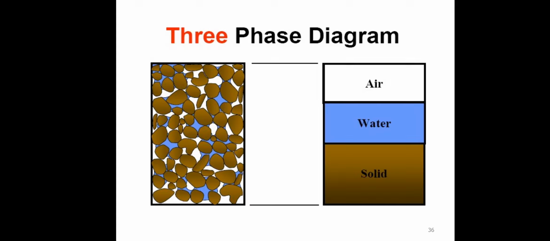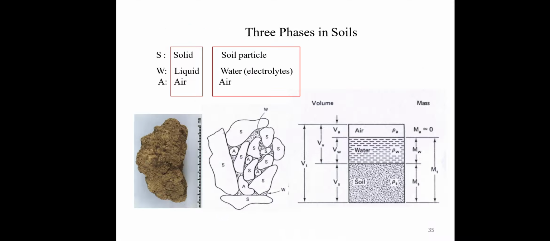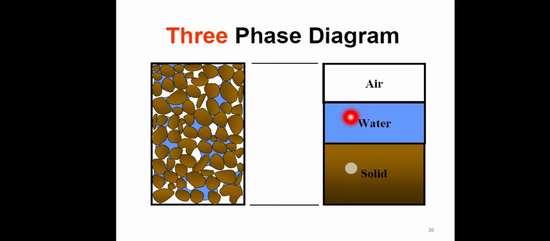For our understanding, I have replicated a three-phase diagram here. This blue color indicates water, the gaps in white color indicate air present, and this brown color is the solid particles. So here the void spaces are partially filled with air and partially filled with water. This soil system is considered a three-phase system, for example a partially saturated soil mass.